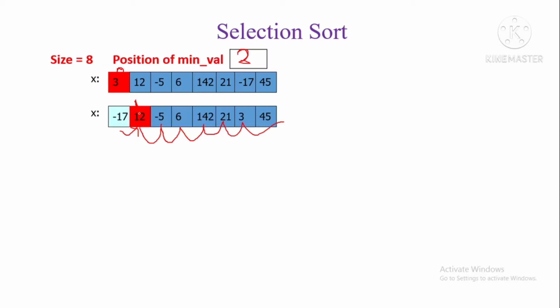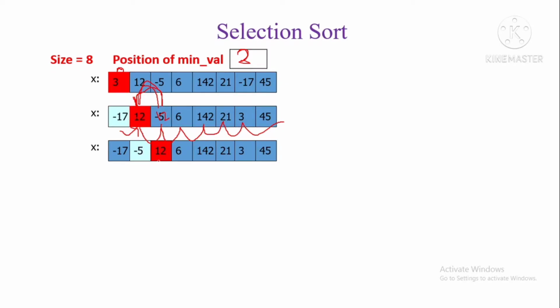And this value itself is 2. Okay. So, I am going to keep this value as 1. So, I am going to swap 12 and minus 5. I am going to swap these two values. So, minus 5 will get this place here and 12 will be stored in this position. Okay. That is what we have done. Minus 17 and minus 5 and then 12.